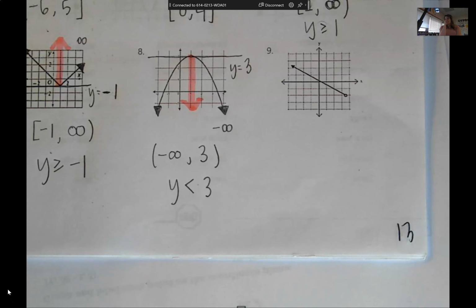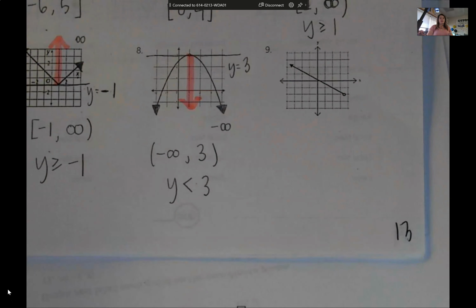Okay, so why don't you guys try 9? I'm not going to have you do it on the whiteboard right now. This is just a practice one, and then we'll do a few whiteboard ones.